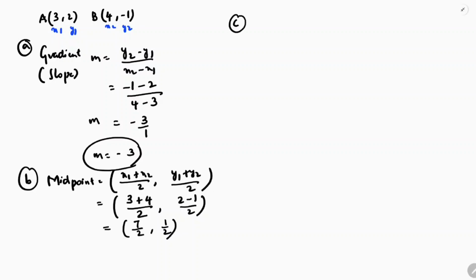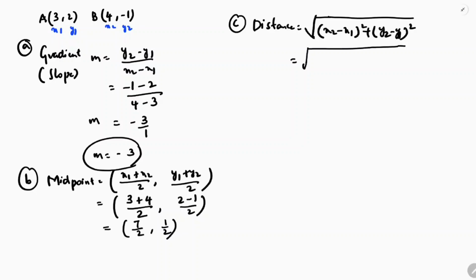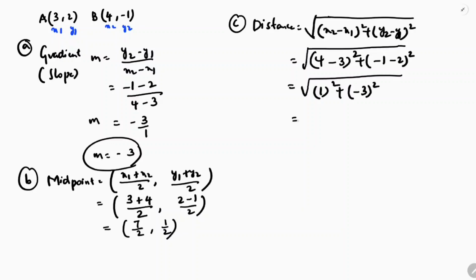In the same way, we need to find the distance now. Distance is under root (x2 minus x1) whole square plus (y2 minus y1) whole square. x2 4 minus x1 which is 3, (4 minus 3) whole square, y2 minus 1 minus 2 whole square. 4 minus 3 is 1 square, plus minus 3 whole square. So it is 1 plus 9, which is nothing but root 10.